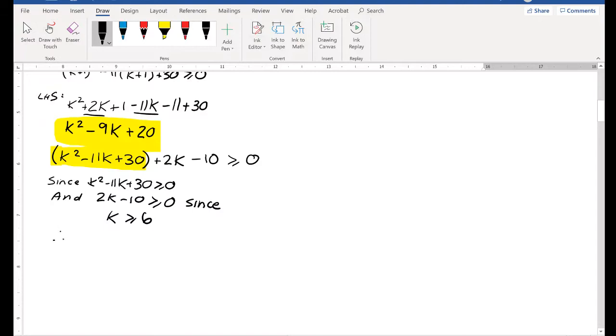So therefore, true for n equals k and n equals k plus 1, therefore true by mathematical induction.